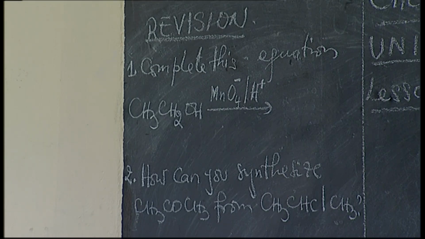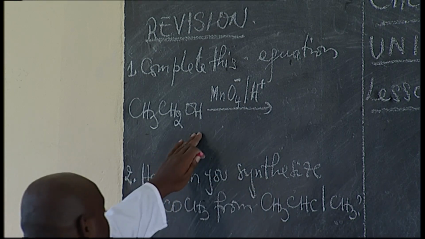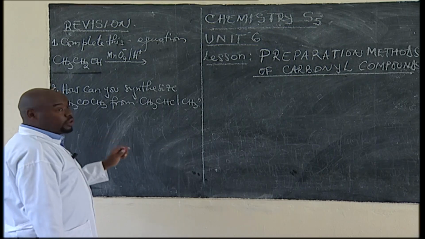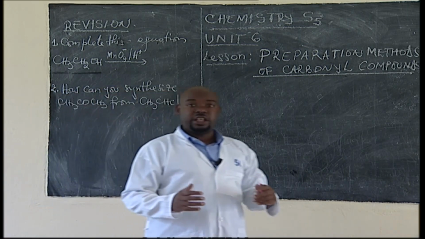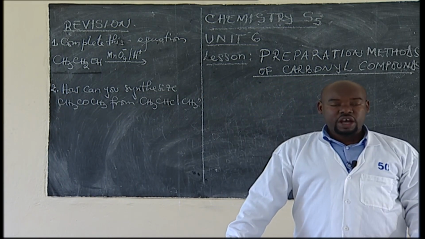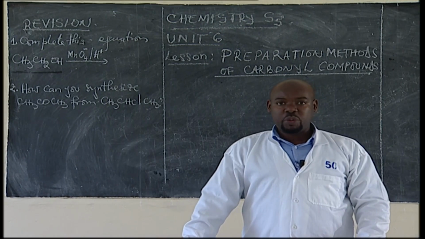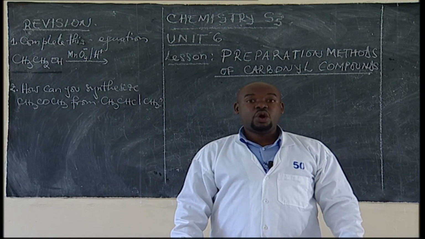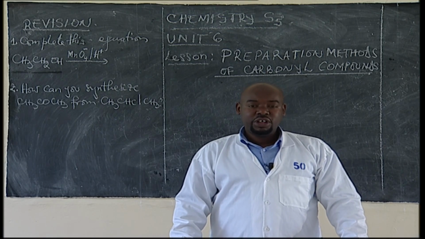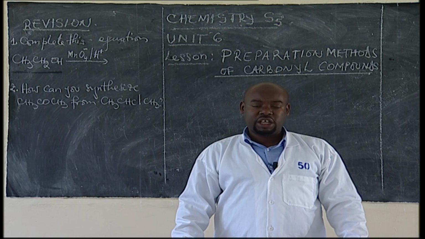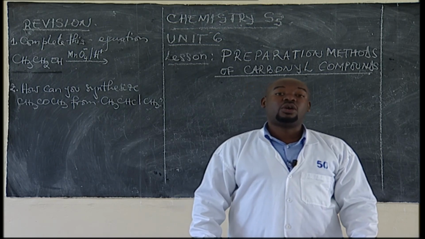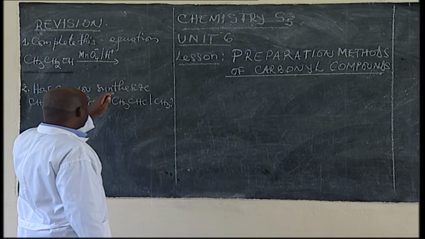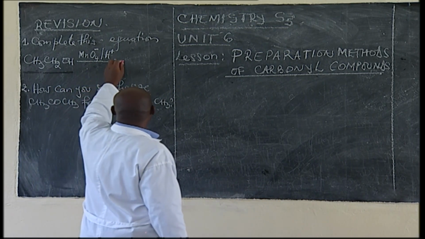Well done. So let's have a look at the answers of these two questions, the revision questions. You remember we have also studied the chemical properties of alcohols. We have discussed the oxidation of alcohols. Do you remember what we get when we oxidize an alcohol like ethanol? When we use an oxidizing agent like this one, we produce an aldehyde.